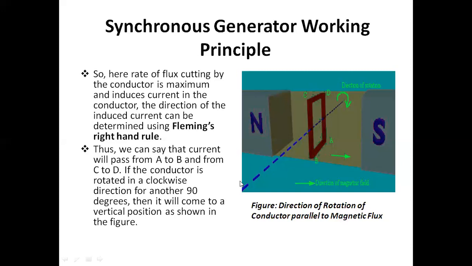If the conductor rotates in a clockwise direction by another 90 degrees, then it will come to a vertical position, as shown in the figure, after 90-degree clockwise rotation.